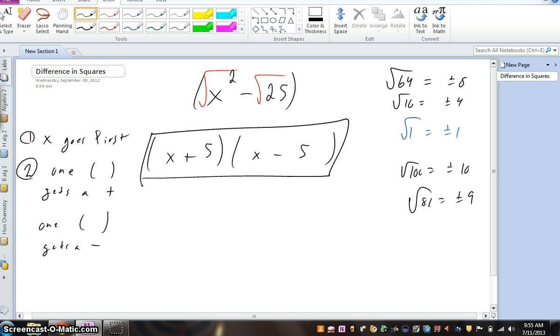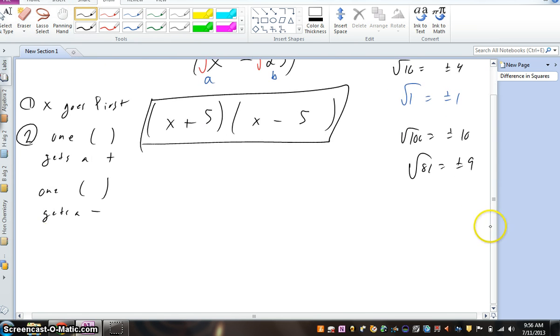That is a difference in squares, ladies and gentlemen. It is that simple. You take the square root of both the first number and the second number. Let's call these a and b. Take the square root of a and b, fill them into the parentheses, and make sure you have a plus and a minus sign between them. That's all there is to it. So let me write out that step, just so you can have it here. Step 3, take the square root of a and b.